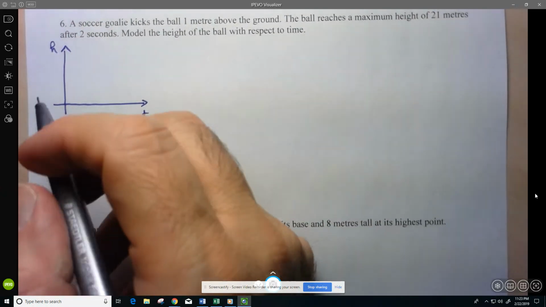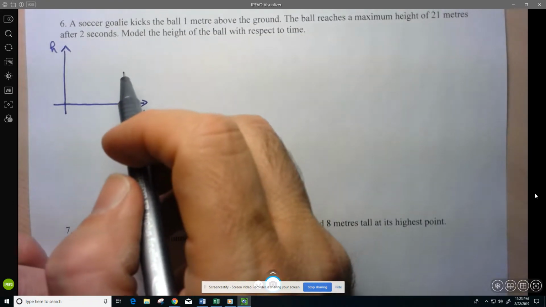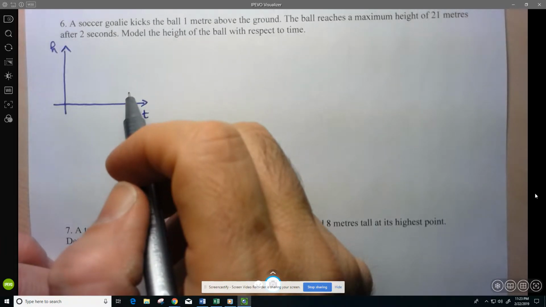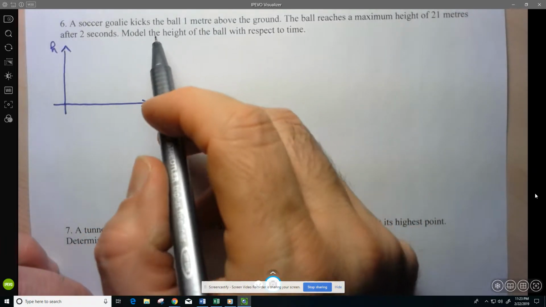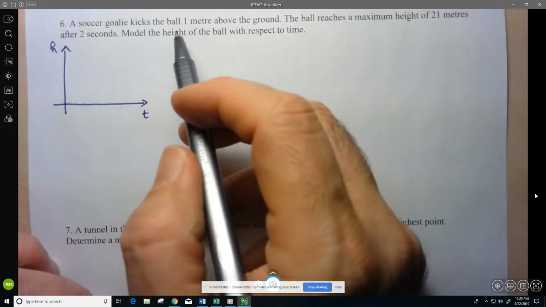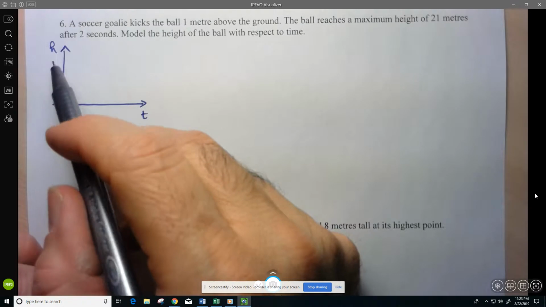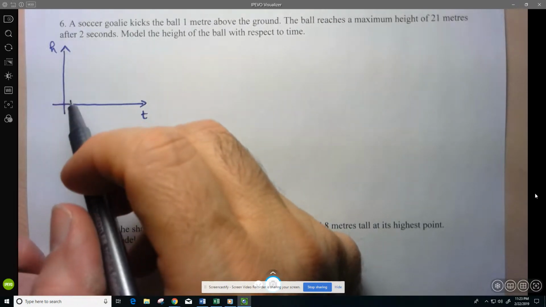All right, now you'll notice the way I drew my Cartesian plane, I left room only for positive values because that's all I'm interested in. Time is always positive. And here, they're not specifically saying that we're measuring height from the ground, but that's an assumption that we make unless it's otherwise specified. So I'm only interested in positive values of height also. All right, so let's put down the information on the graph that we know.